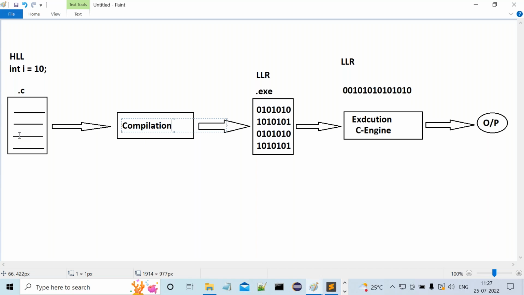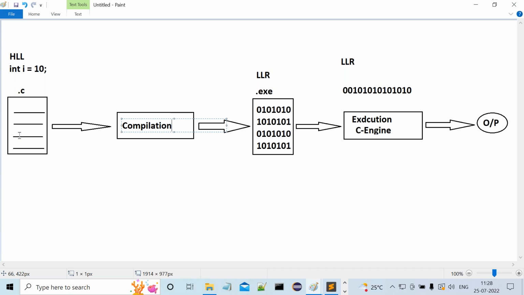So before starting our execution part, first we have to check whether our program contains any errors or not. That error checking responsibility is given to compilation. Now tell me, guys, in compilation two responsibilities are available. One is translating our program from source, that means high level code, to low level code. The second one is error checking. These two things together are compilation.